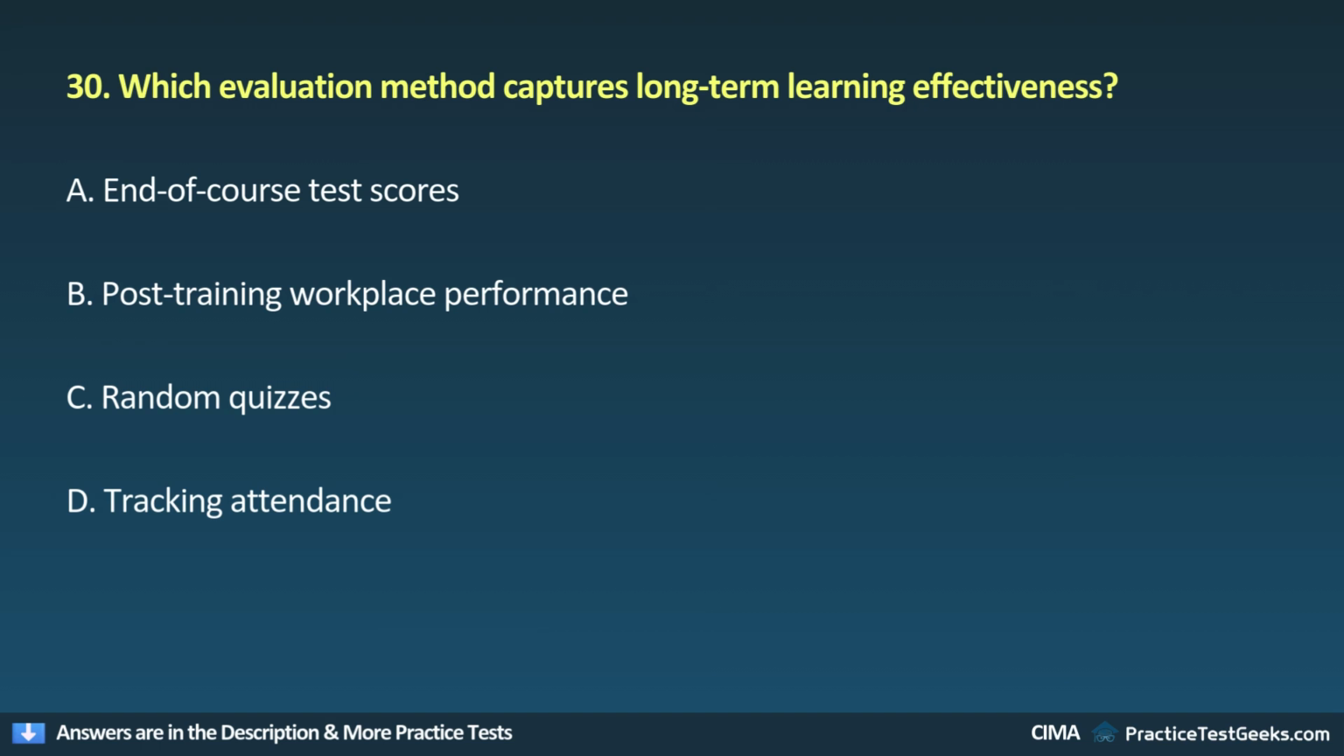30. Which evaluation method captures long-term learning effectiveness? A. End-of-course test scores. B. Post-training workplace performance. C. Random quizzes. D. Tracking attendance.